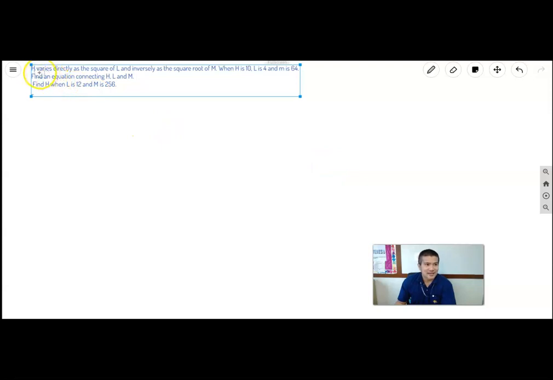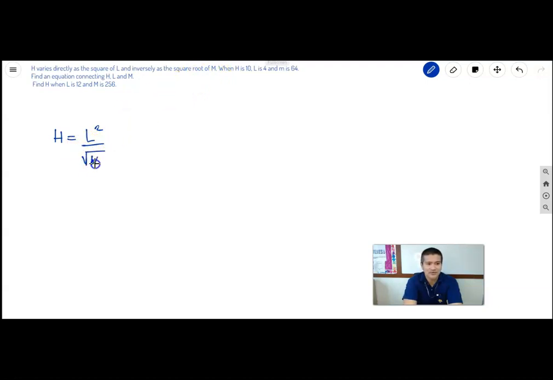So again, it says that h varies directly as the square of L. Okay, so therefore this one is a combined problem of direct and inverse. So we have now h varies directly as the square of L, so we will have L squared. And inversely as the square root of M, and then times the value of K. So this one will be our equation.